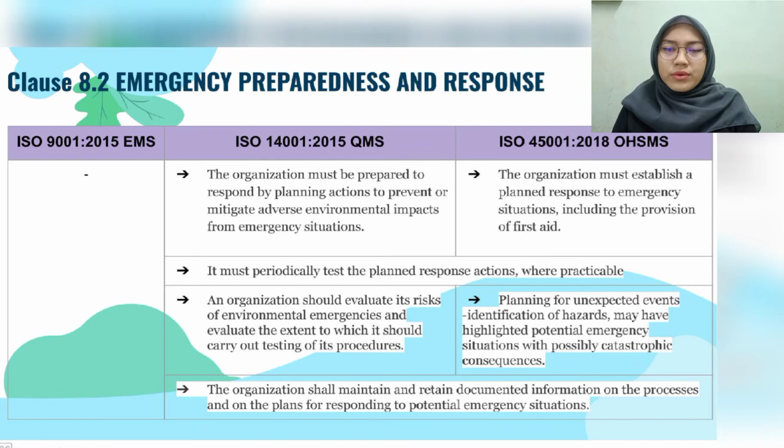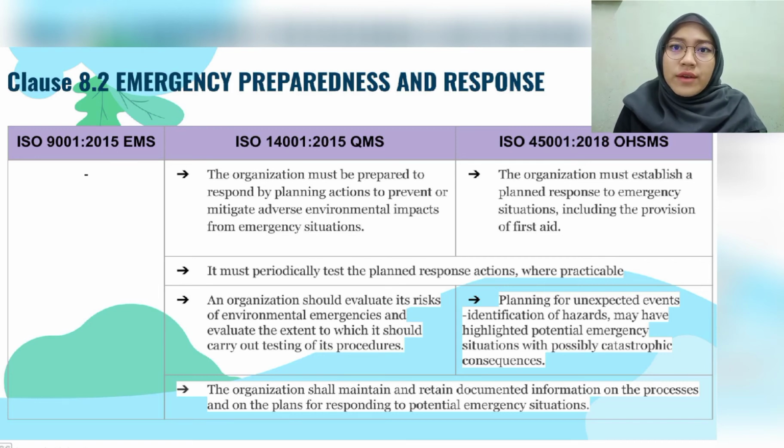In clause 8.2, there's no clause 8.2 for ISO 9001, so the comparison is only between ISO 14001 and 45001. Both ISO need the organization to come up with planned response to any emergency situation, and ISO 45001 state it must include the provision of first aid. Next, both ISO state all the planned response must periodically test the planned response actions where practicable.